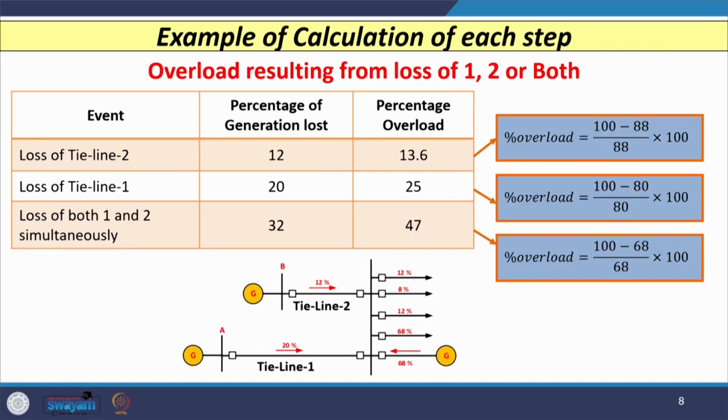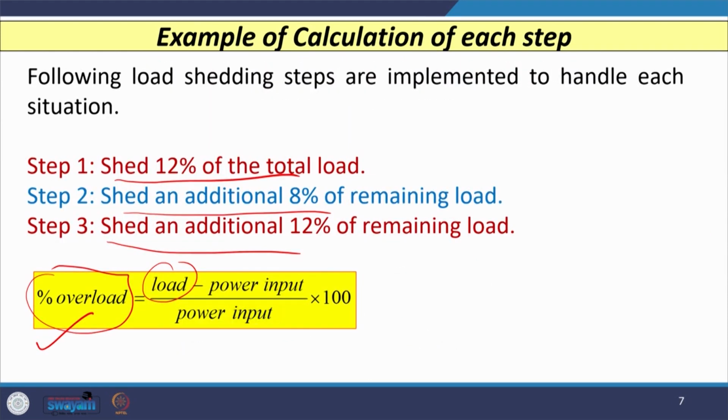So, if I use this in each and every case, let us say in case 1 there is a loss of tie line 2. When there is a loss of tie line 2, that is, in this figure, this is not there, because of some reason this breaker and this breaker both will become open. So, then there is a loss of tie line 2, and this tie line 2 is carrying a percentage of the load, that is 12%. So, the generation lost is 12%, and based on that we can calculate the percentage of overload using this equation.